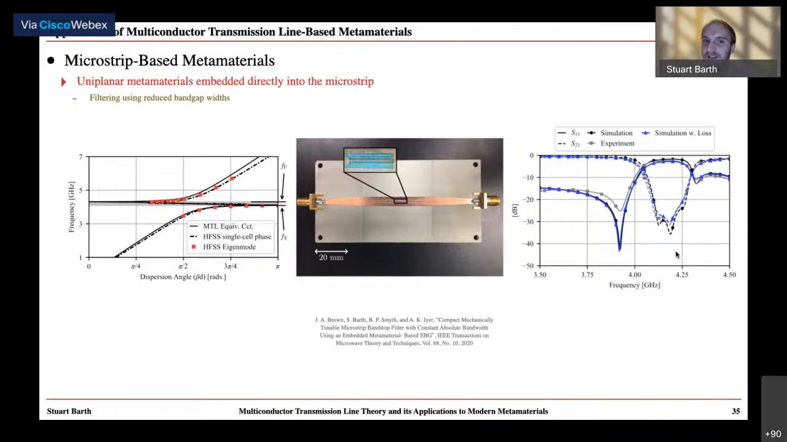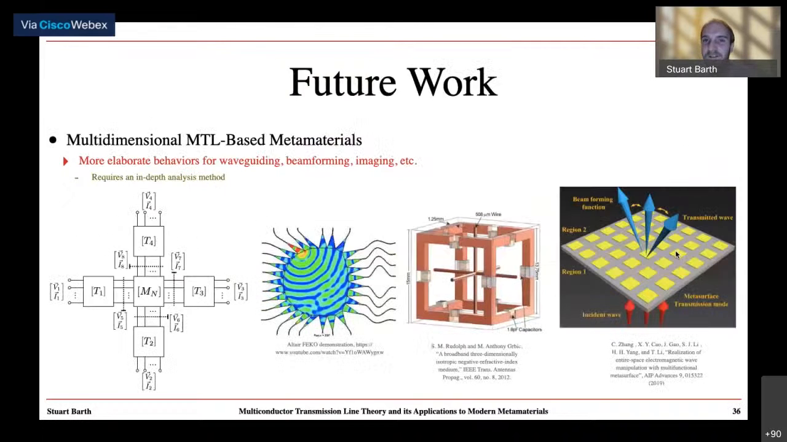So fabrication-wise, these are all very simple devices, but they take up no additional space, which is a strong advantage if you're looking at very space-constrained environments. So you can imagine there's a lot of future work that might come out of these developments. So what we're working on from here is achieving more elaborate behaviors for things like wave guiding, beam forming, or imaging, which requires a very in-depth analysis method, similar to the work that I've shown here.